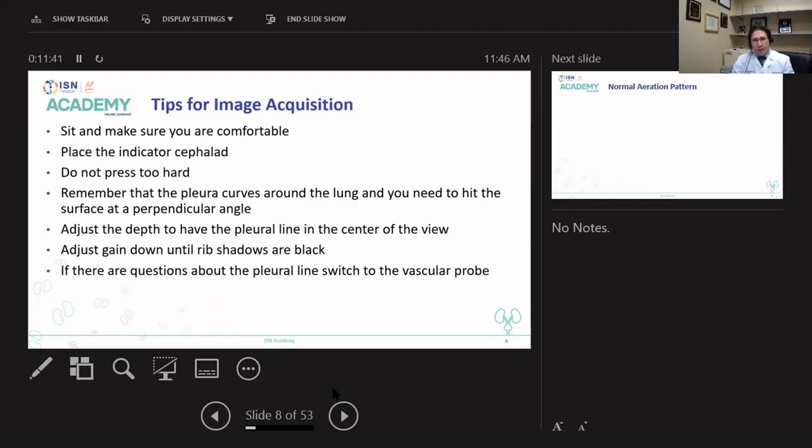Characterizing the pleural line is essential to accurately interpreting lung ultrasound. So you want to look at that pleural line, and if there are questions about it, change your probe from your abdominal or phased array probe to your vascular probe, and use that to really characterize what's happening at the pleural surface.